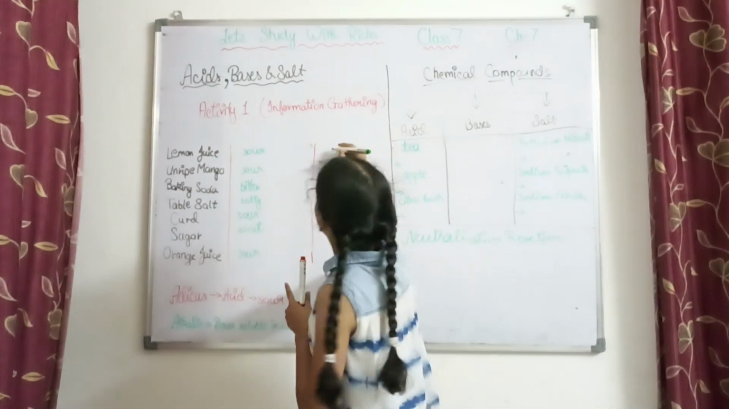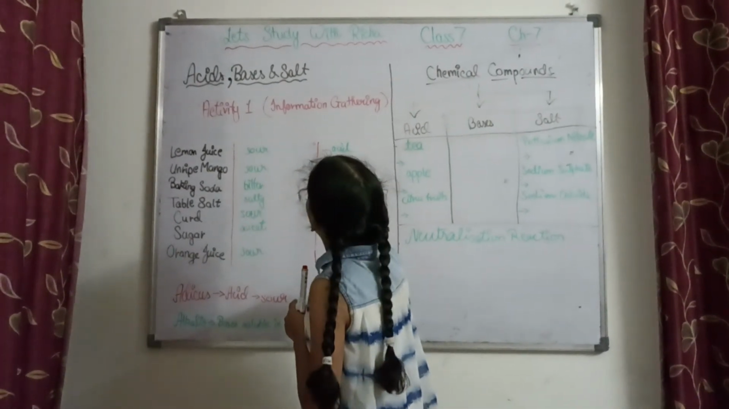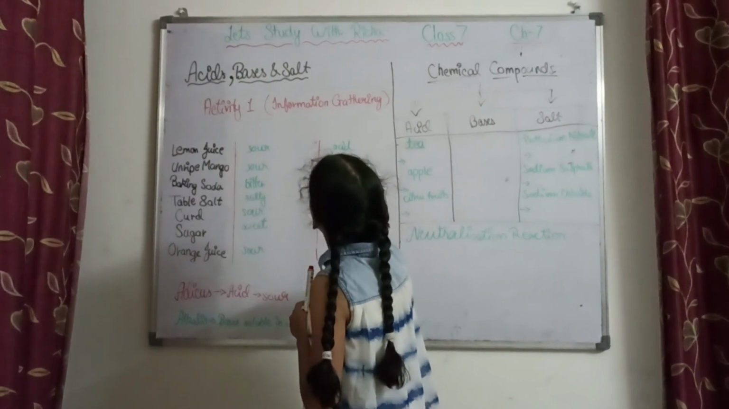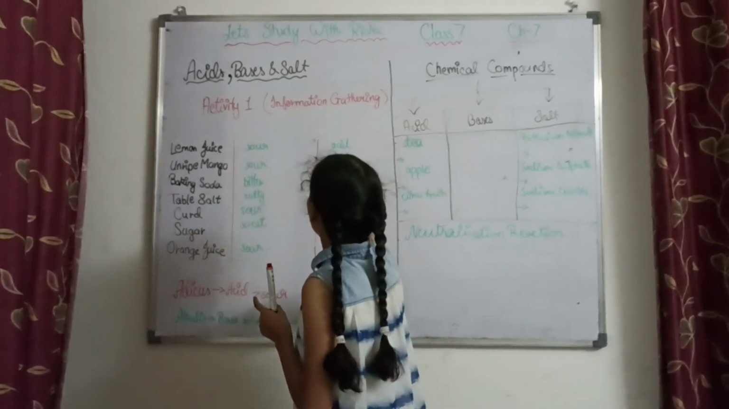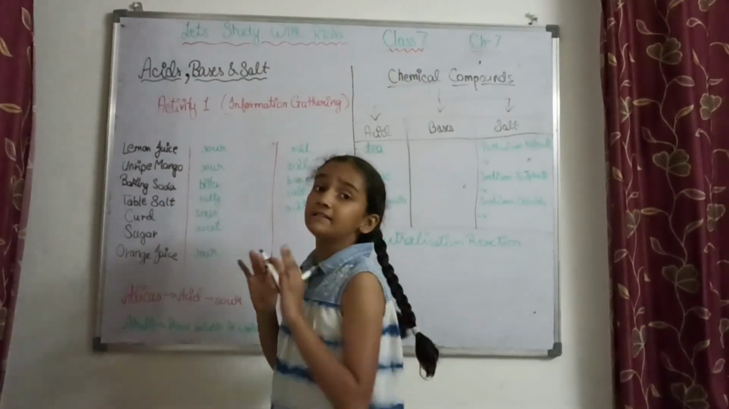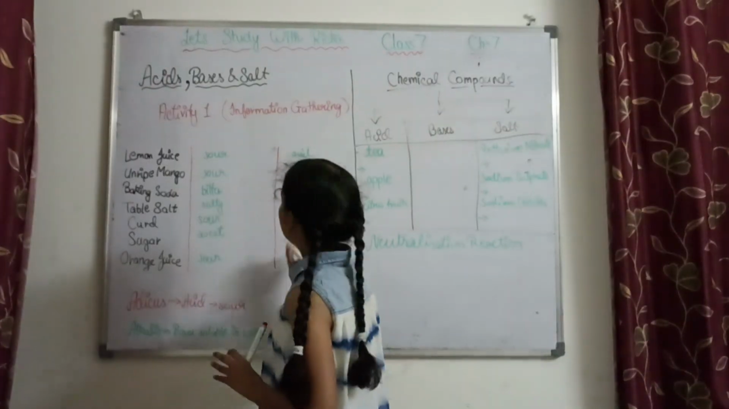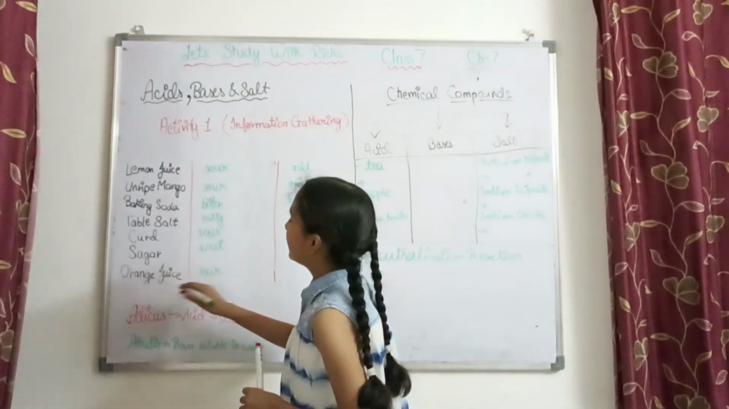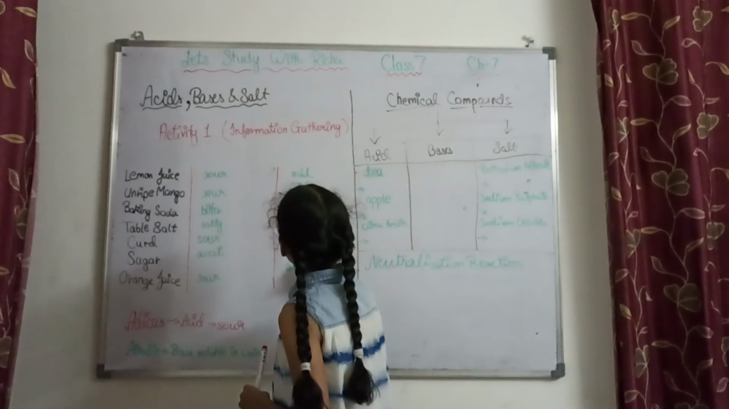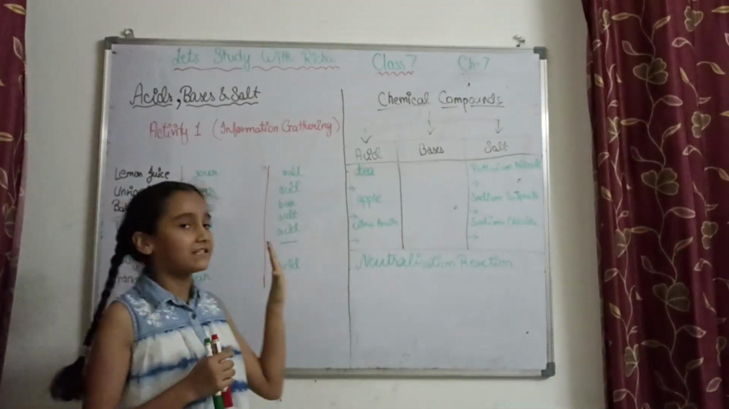Let's get started and write it. Lemon juice is an acid, unripe mango is an acid, baking soda is a base, table salt is a salt, and curd is an acid. Sugar is none of them. We learn about it in higher classes. But for now, we'll take it as neutral. And then orange juice is an acid. Now we have gathered information about these listed things.